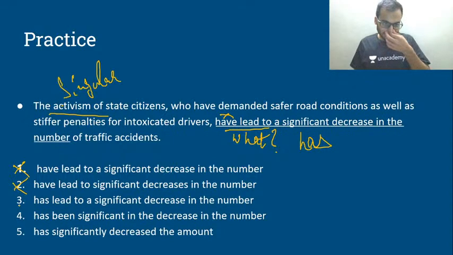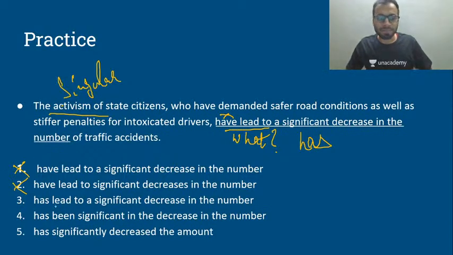Okay, Anushka says third is the correct answer. Let's look at whether she's gotten it right. Has led to a significant decrease in the number. Okay. Has been significant in the decrease in the number. This in the decrease in the number is very awkward. Plus has been significant is changing the tense of the sentence. So we eliminate fourth. Has significantly decreased the amount.